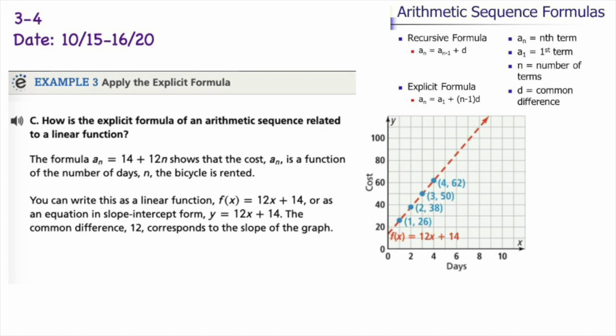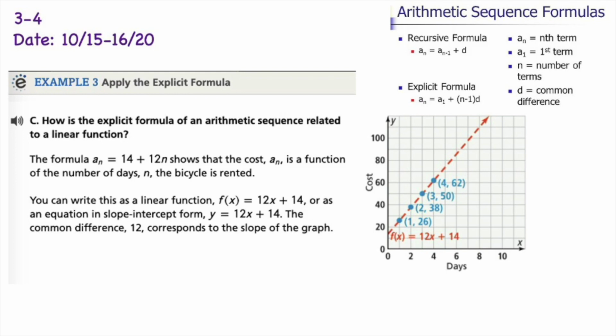The formula A sub n equals 14 plus 12n shows the cost of A sub n is a function of the number of days n the bicycle is rented. So think of it like this. Your domain is the number of days that you're renting the bike, and your range is the cost for renting that bike for that number of days. So that is a linear function. You're plugging in the x values and you're getting a y output. So it is going to create a linear line on the graph here.